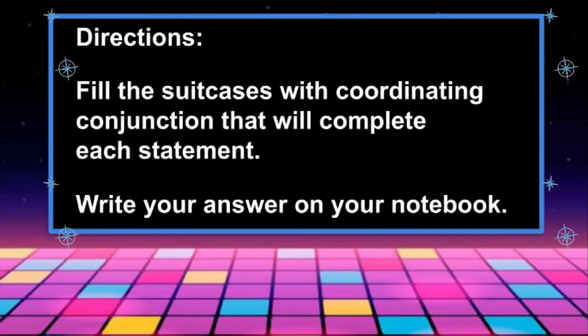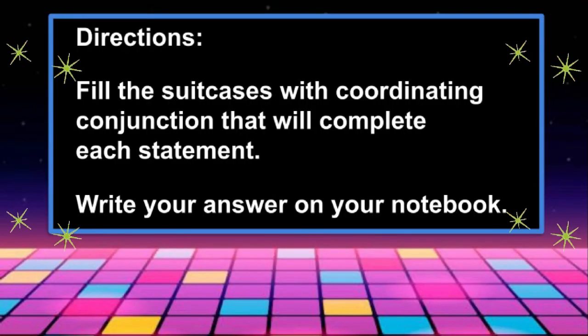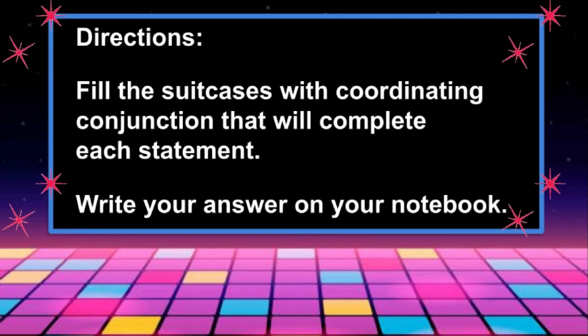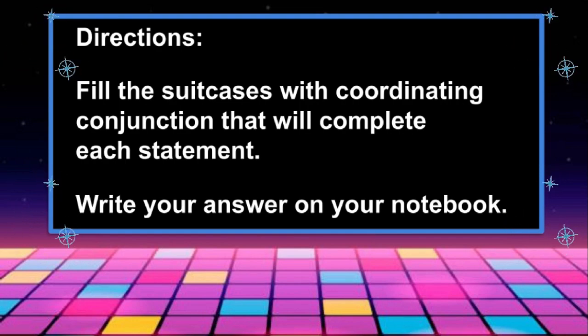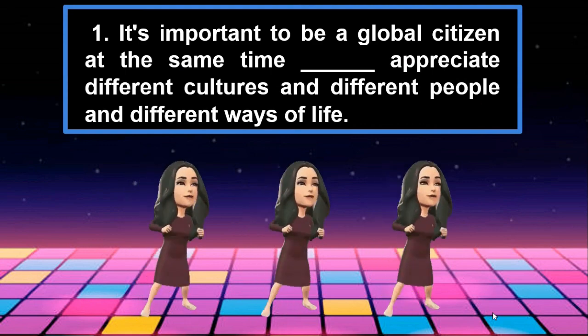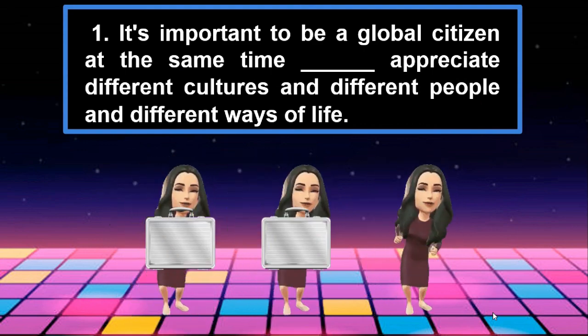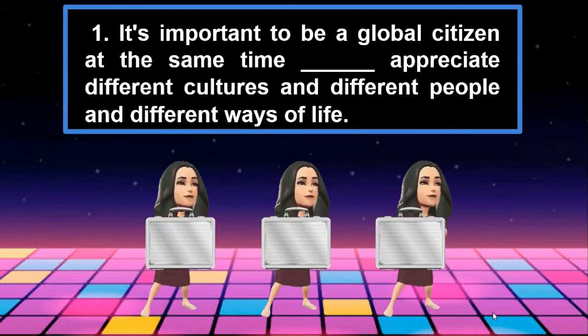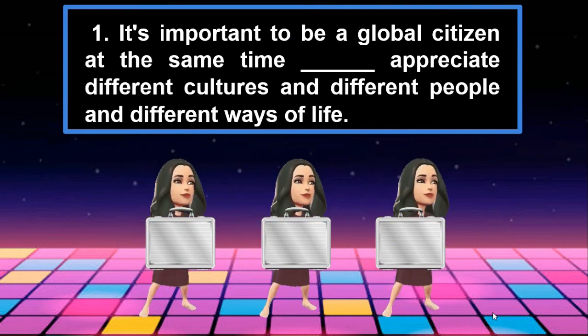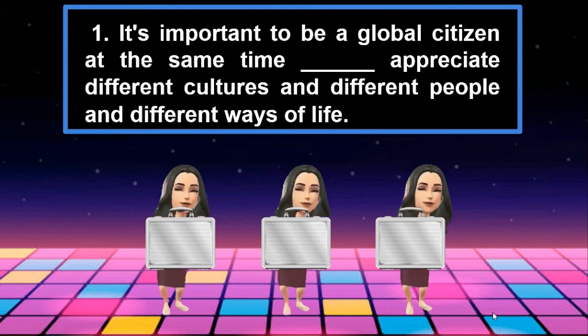In this activity, you are going to identify the appropriate coordinating conjunction that will complete each statement. Write your answer on your notebook. Number 1. It's important to be a global citizen. At the same time, blank appreciate different cultures and different people and different ways of life.